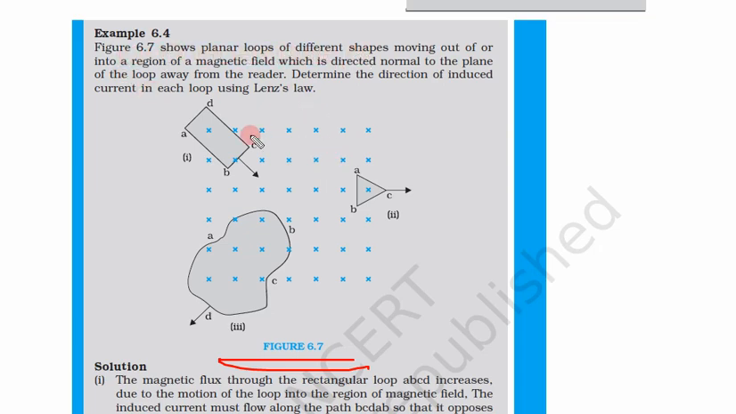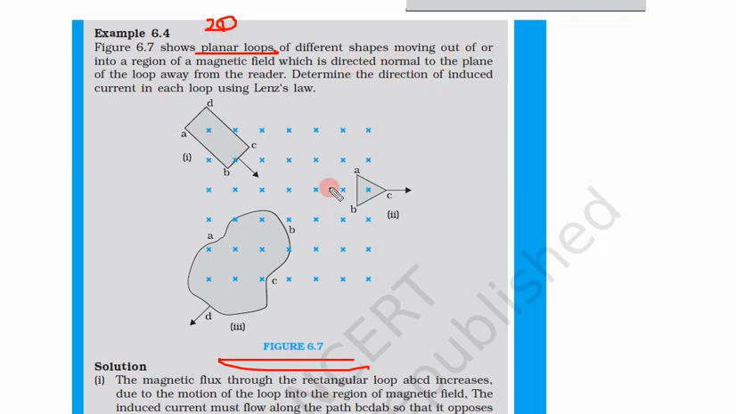There we have different loops: A, D, C, B, this triangular loop, this rectangular loop, and this irregular loop. So these are planar loops. What are planar loops? That means these are 2D loops, not 3D loops.